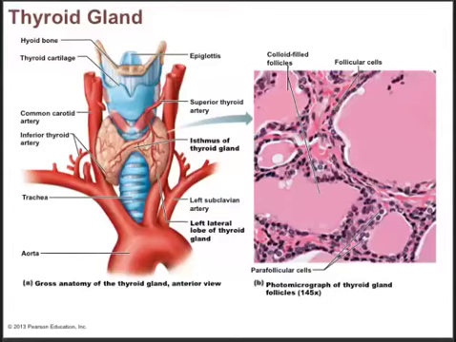Parafollicular cells produce the hormone calcitonin, which is responsible primarily for lowering blood calcium levels. It acts as an antagonist to parathyroid hormone, which is produced obviously by the parathyroid glands.